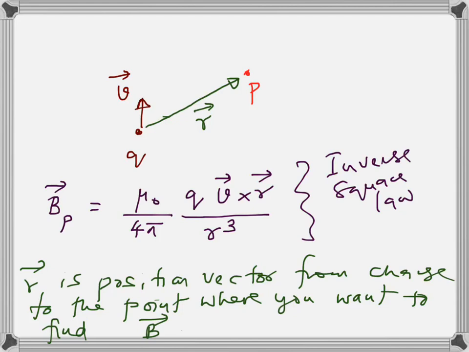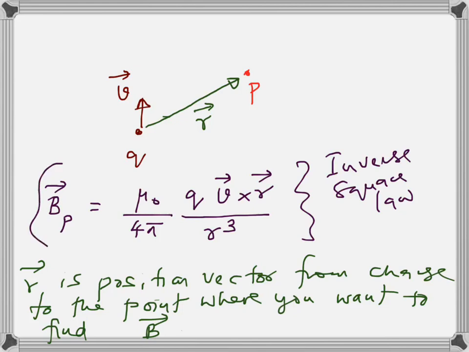So Biot-Savart's law says, if there is a charge moving with velocity V, and if you want the magnetic field at a certain point, then it is given by mu naught by 4 pi, which is a constant, into Q, the charge value, into V cross R by R cube. So if the charge is at rest, if V is 0, then there will not be any magnetic field. So a stationary charge cannot create a magnetic field.